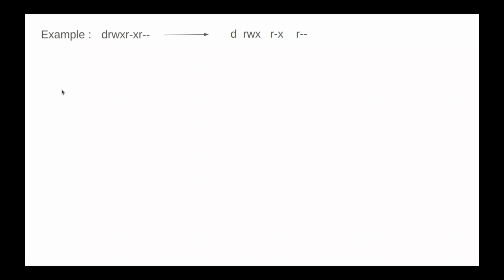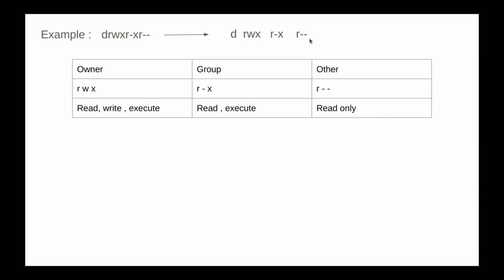In this example, I divide the permission properties into 4 parts. The first character indicates the file type. In this case, it's the d character. It means this is a folder. The next 3 characters indicate the owner permission of the file. In this case, the owner can read, write, and execute the file.